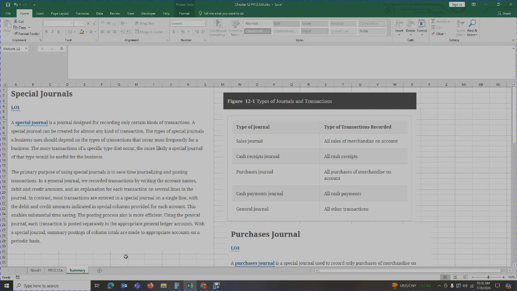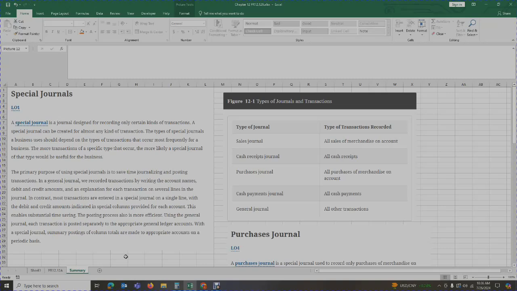Okay. And a special journal can be created for almost any kind of transaction, and it depends on the business needs. Okay, the types of journals and business uses should depend on the types of transactions that occur most frequently in a business. So if you have a transaction that is happening every day, 10 times a day, then maybe you consider creating a special journal for that transaction to facilitate the data entry of the information. Okay. The primary purpose of using special journals is to save time journalizing and posting transactions.